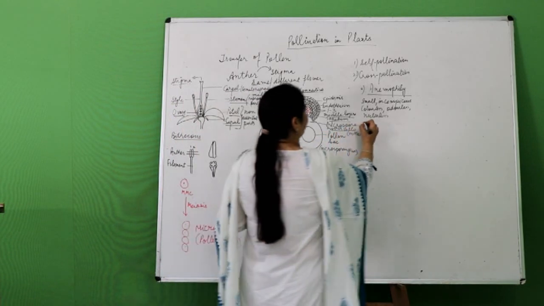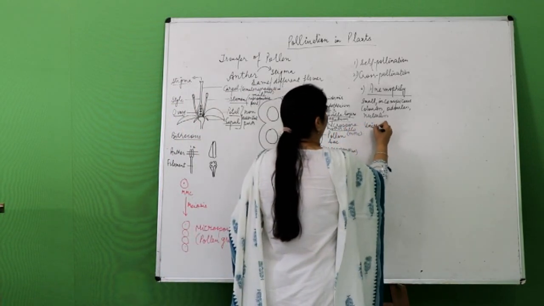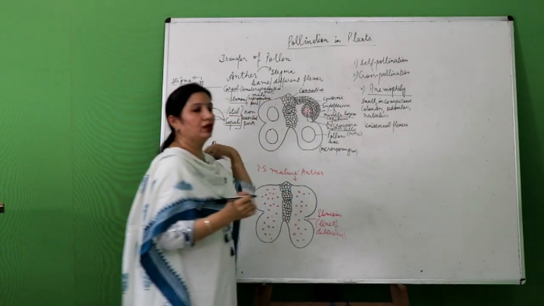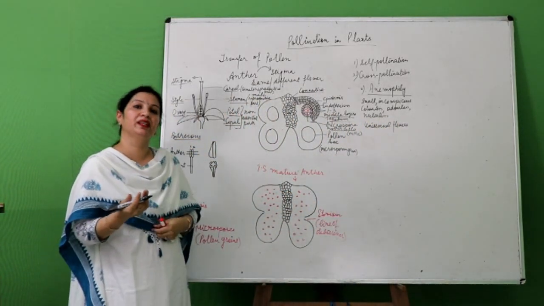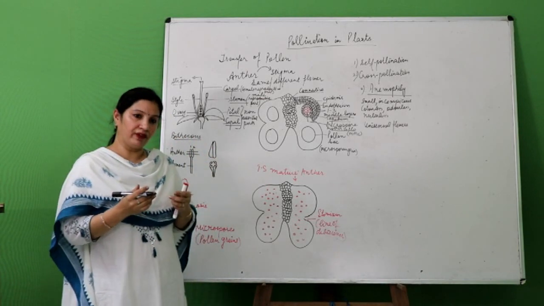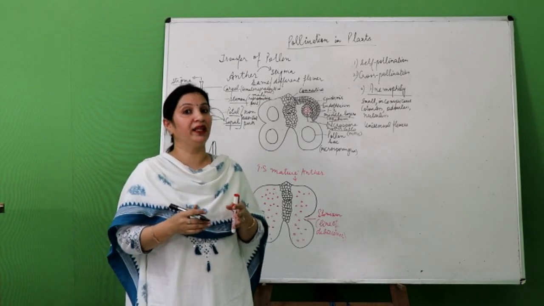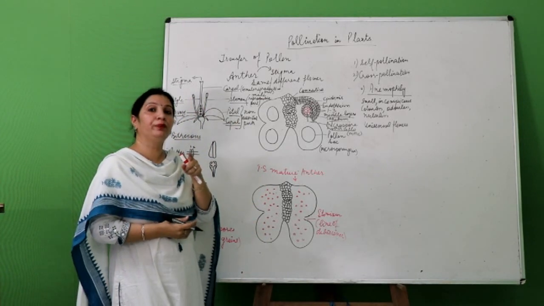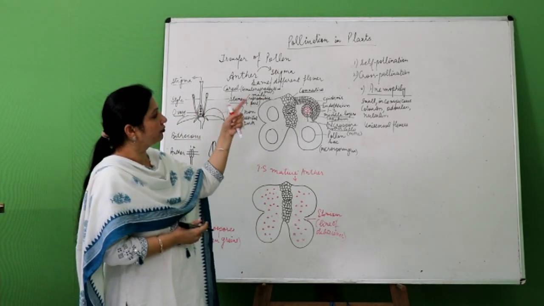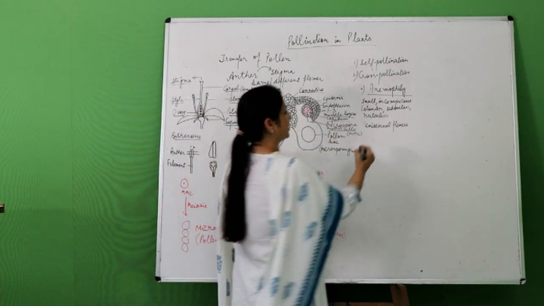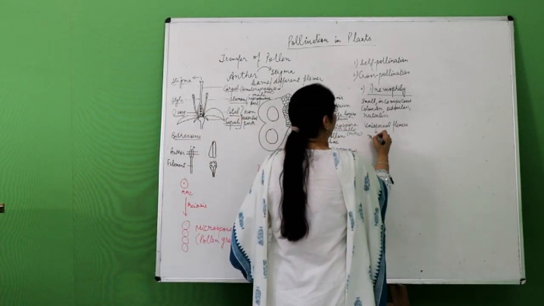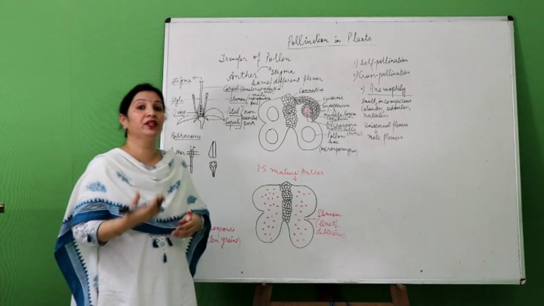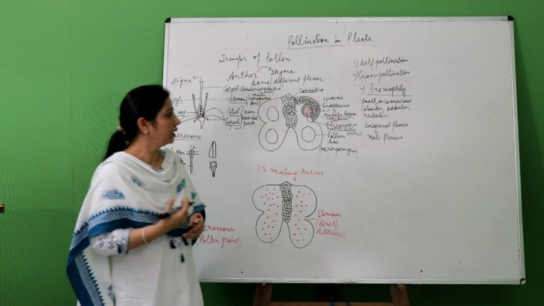Then in case of unisexual flowers, now what are these unisexual flowers? The flowers in which either androecium or gynoecium is present. If in a flower only androecium is present, then that would be a male flower. And if only gynoecium is present in a flower, that would be a female flower. Now in case of wind pollinated unisexual flowers, male flowers are produced in abundance. They are more because more pollen is to be produced, right?